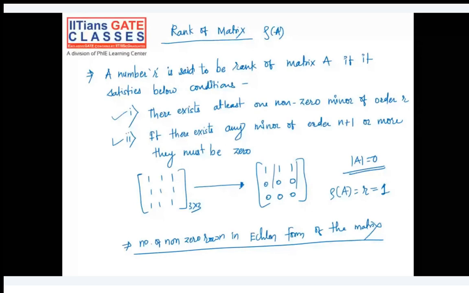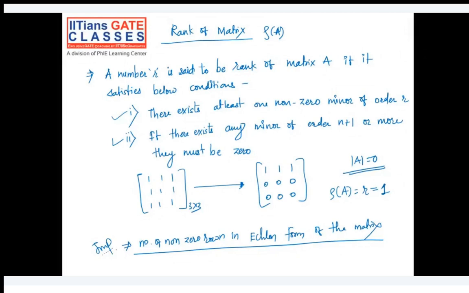So in order to calculate the rank, the basic step is to convert the given matrix into the echelon form of the matrix. First our task is to find the echelon form of the matrix. How does it look?